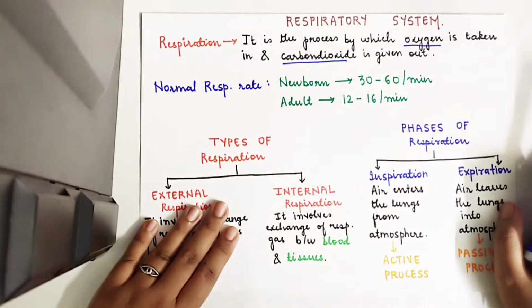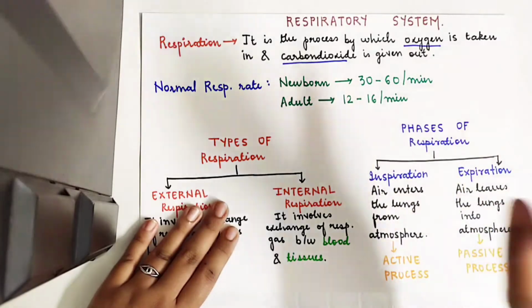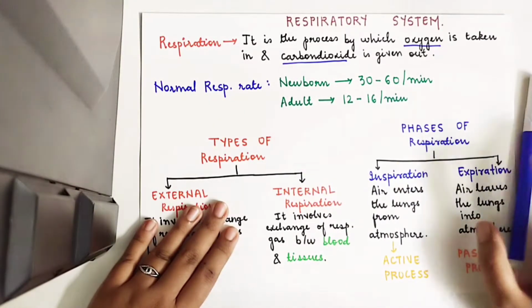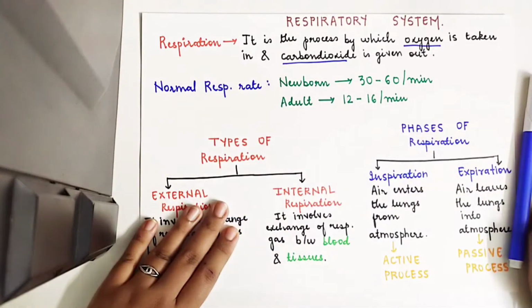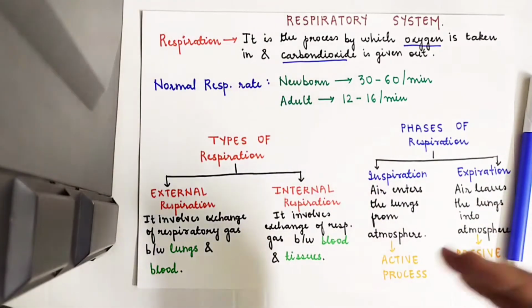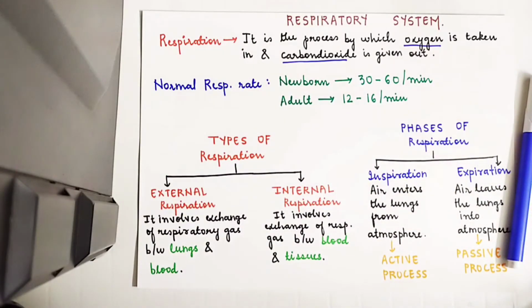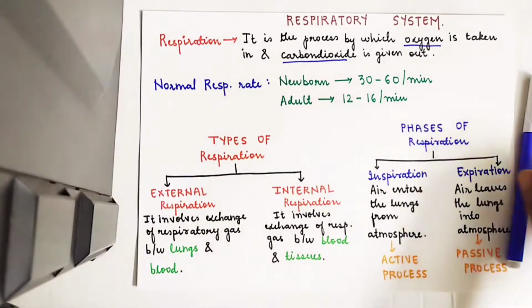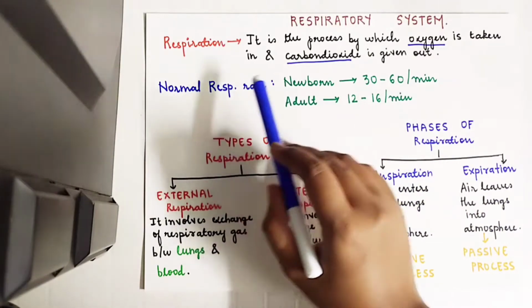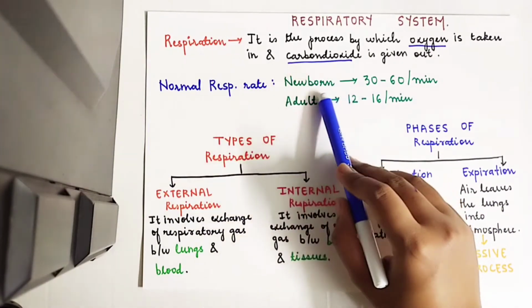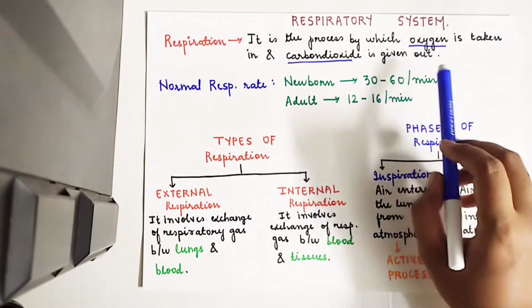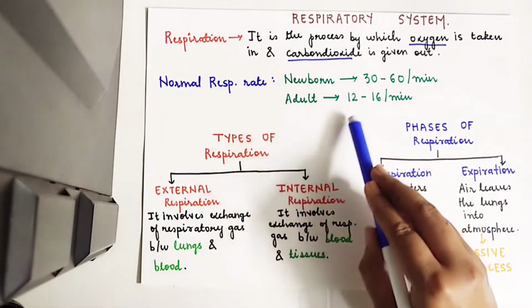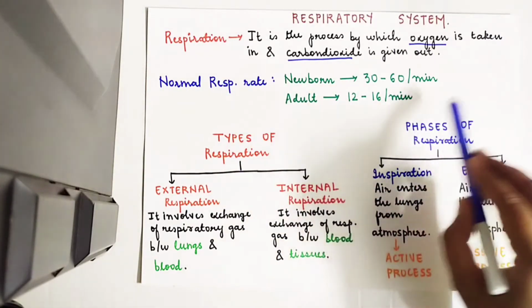Now the first breath takes place only after birth, as the fetal lungs are not functional. During the intrauterine life, the exchange of gases between the fetal blood and the mother's blood occurs through the placenta. So you should remember that the first breath takes place only after birth. Now the normal respiratory rate in a newborn is 30 to 60 per minute, and in an adult it is 12 to 16 per minute.